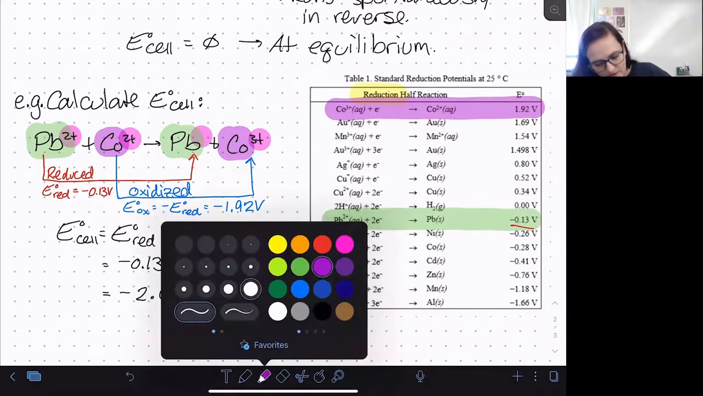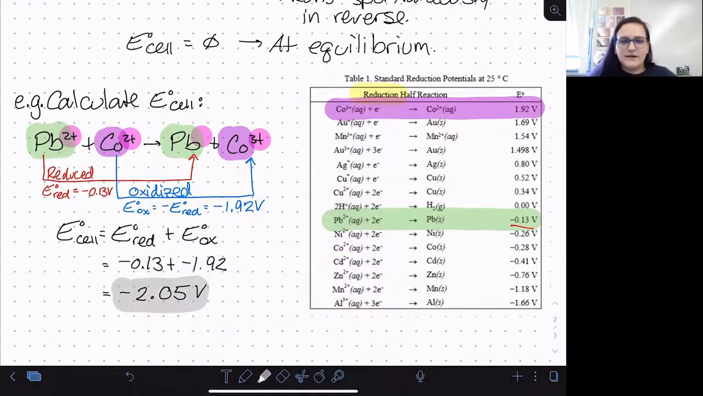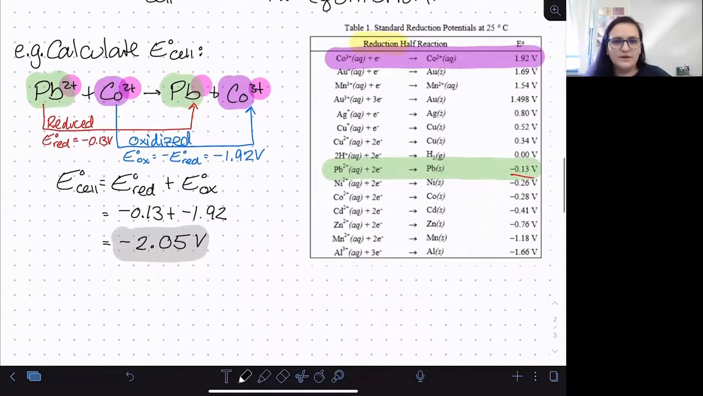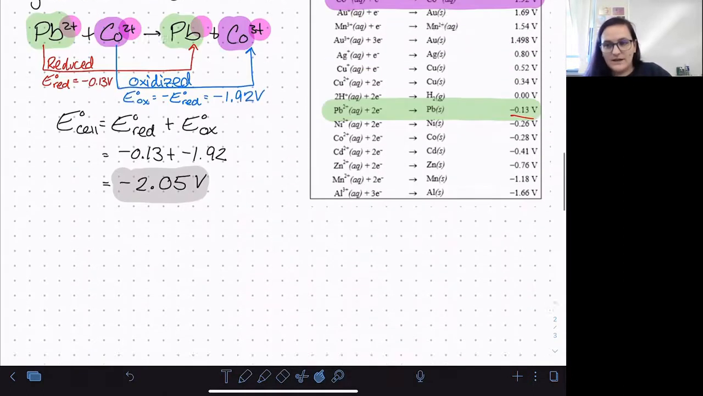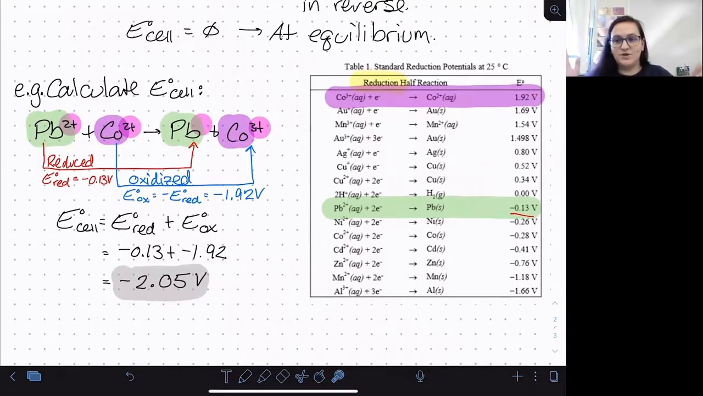As long as you recognize that whatever is being reduced, that potential stays exactly as you found it on your list, and whatever is being oxidized, you find that potential and change the sign, then you add those two things together, and that gets you your cell potential overall. Note that we don't even need to balance this. Your half reaction potentials are never multiplied by your coefficients. You literally just take the numbers from the list, one of them changes sign, and then you add them together. You never need to multiply or divide.